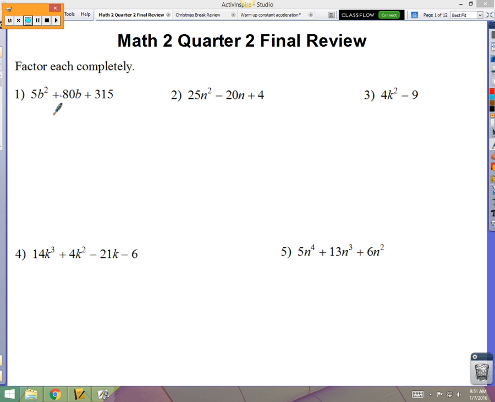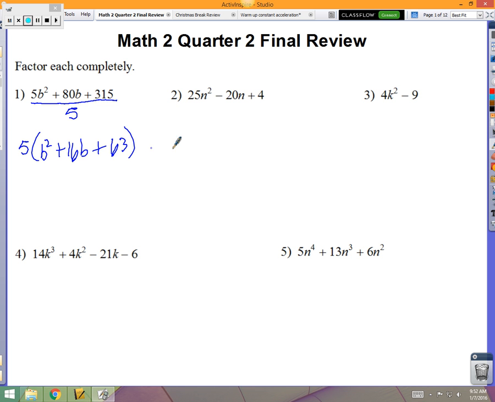Move number one, if you're trying to factor, is always see if you can pull out a greatest common factor. See if you can shrink it down. So, number one, you look at the three terms, and hopefully you recognize that you can divide them all by 5. So if you were to divide them all by 5, you rewrite it as 5 times b squared, 80 divided by 5 is 16, and then 315 divided by 5 is 63.